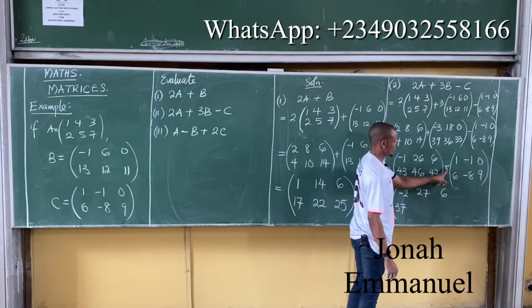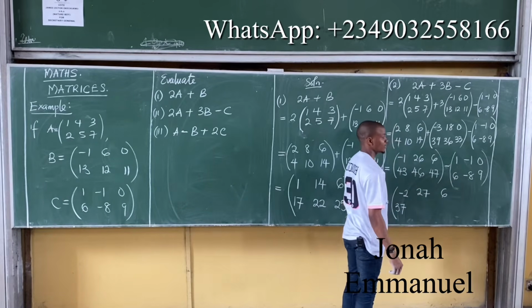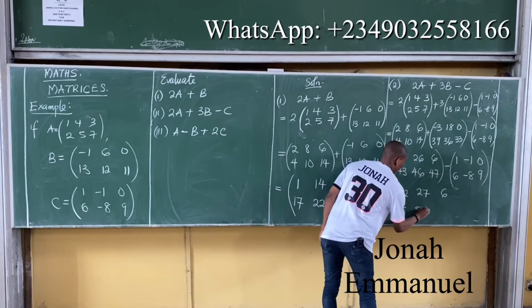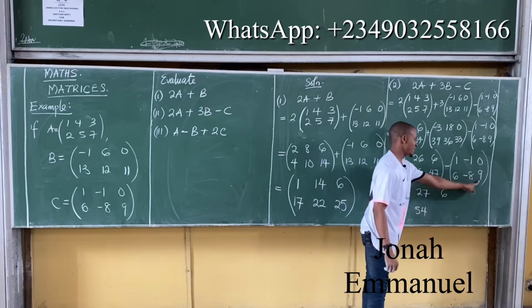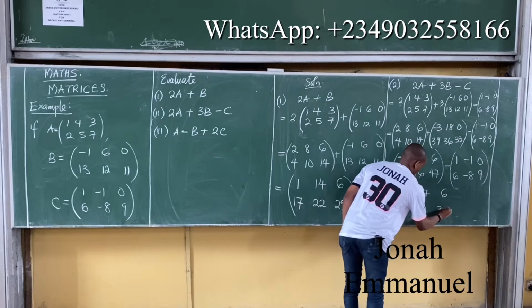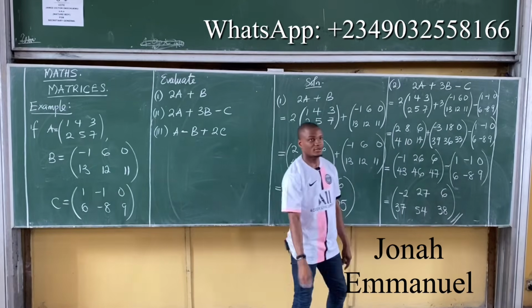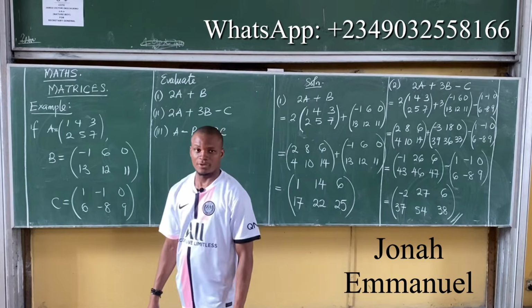46 minus 8, of course, minus 1 gives you what there? Plus. Alright, so 46 plus 8 is what there? 84. 47 minus 9 is what there? 38. So this becomes my answer. Any question, please? Any question?